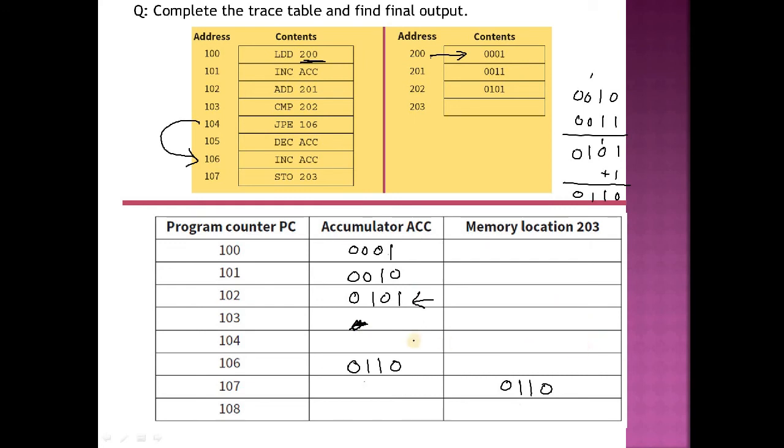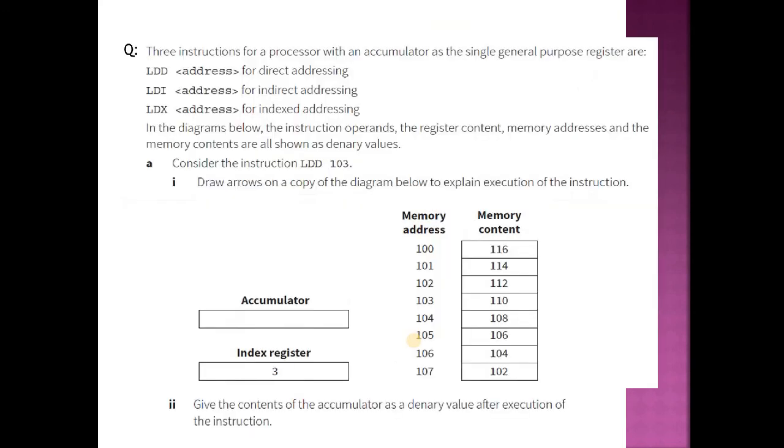Now let's see the next question. These questions have been taken from some other book. Three instructions for a processor with an accumulator as the single general purpose register are LDD address for direct addressing, LDI address for indirect addressing, LDX address for index addressing. In the diagram below, the instruction operand, the register content, memory addresses and the memory contents are all shown as denary values. All the values are in decimal.